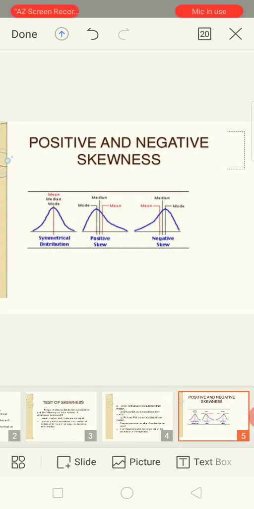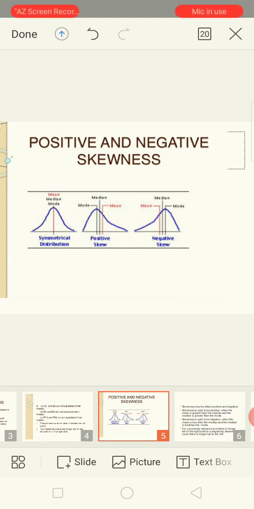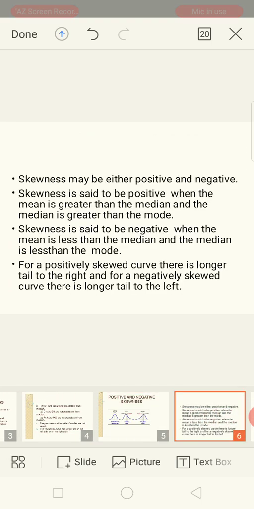This is a picture showing positive and negative skewness. First picture is a symmetrical distribution. Second one is positive skew. Third one is negative skew. Skewness may be either positive or negative.